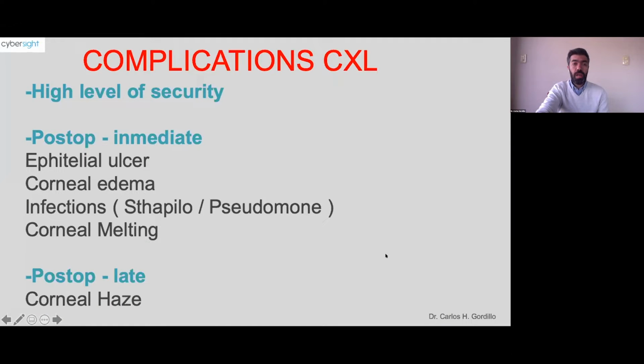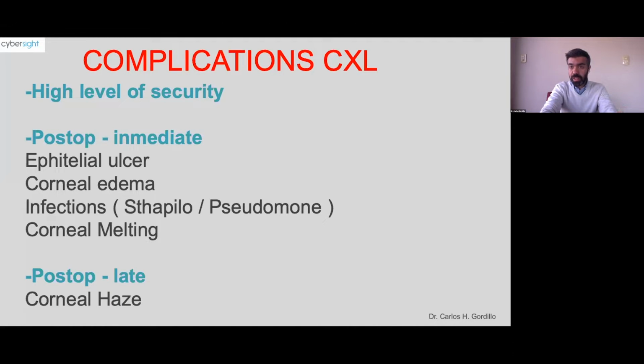Some complications you have to consider. It's a surgery with a high level of safety if you follow all the protocols. In the immediate post-operative, you need to be careful with the epithelial ulcer, the corneal edema, the infections, and the corneal melting. Someone was asking about the corneal melting and the combination of cross-linking with mitomycin. We don't use it. We only use riboflavin. And the late post-operative complication that has been described is the corneal haze. Again, if you treat the patient correctly with good protocols, you're not going to have this complication for sure.